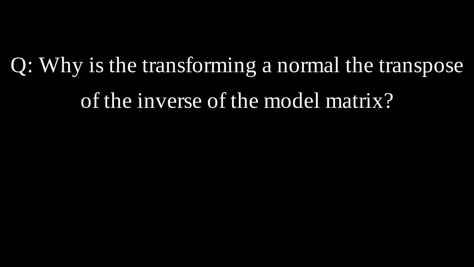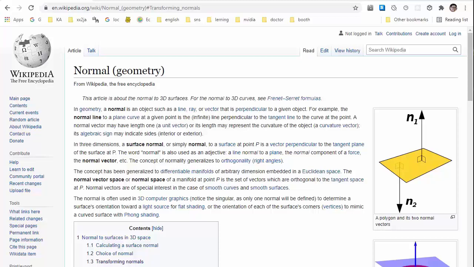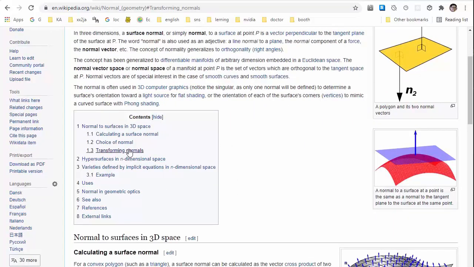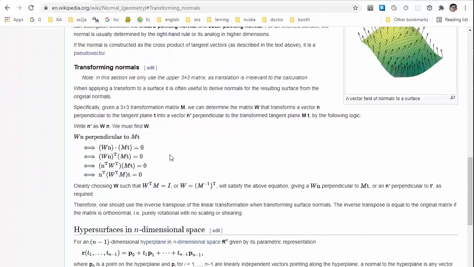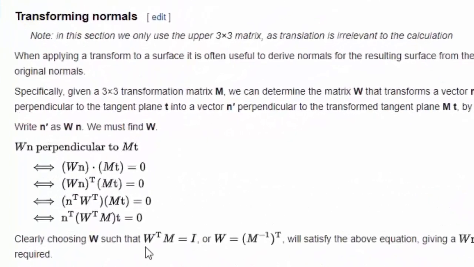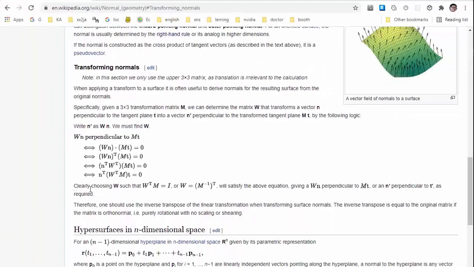You asked your colleagues, why? The answer is, I don't know, but if you know, let me know, please. Wikipedia has a section about transforming normals. You look at the equation. Yes, the equation seems right. But are there any more intuitive explanations?